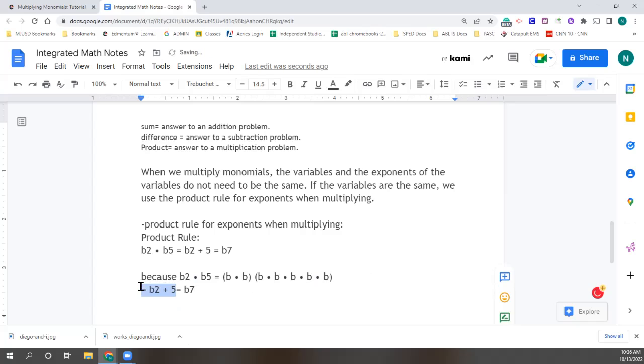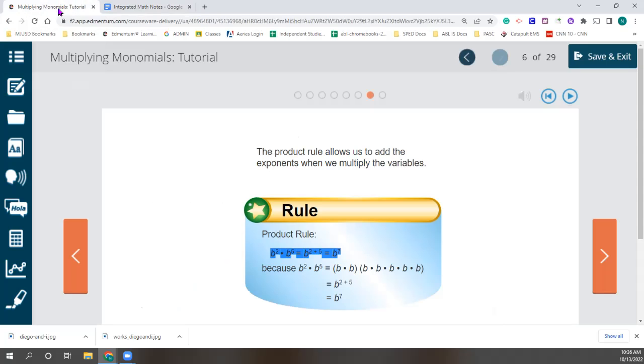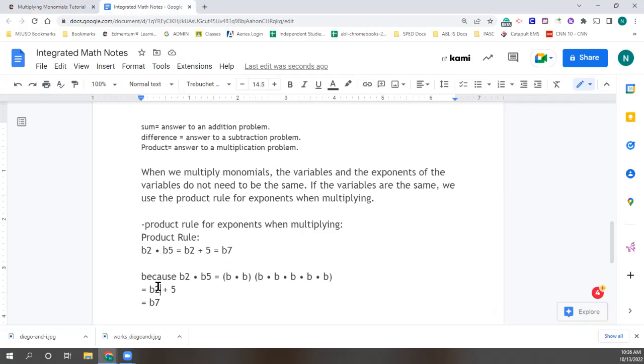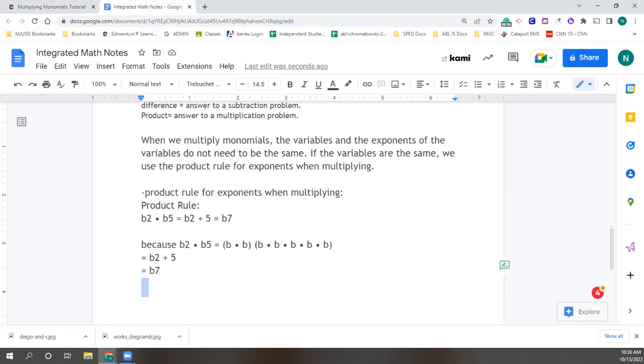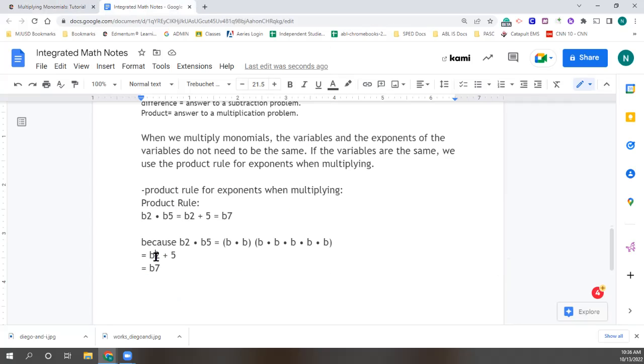I think that one goes there, and that one goes there. Okay, does that look right? Let's see. Because b times b times b and so on equals b to the 7. Okay, this is supposed to be an exponent. I don't know how to make that an exponent on here.